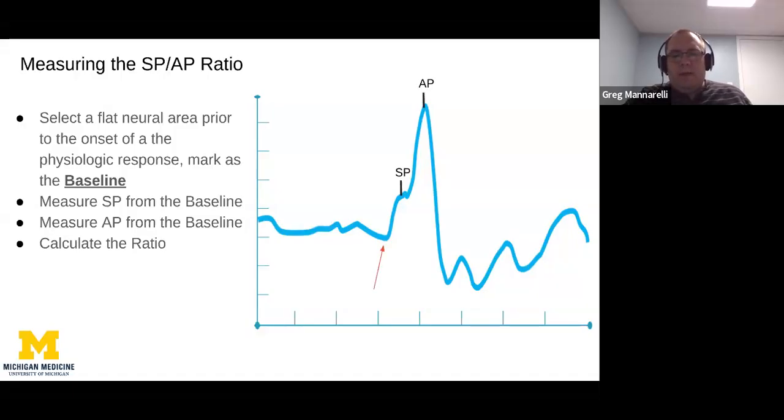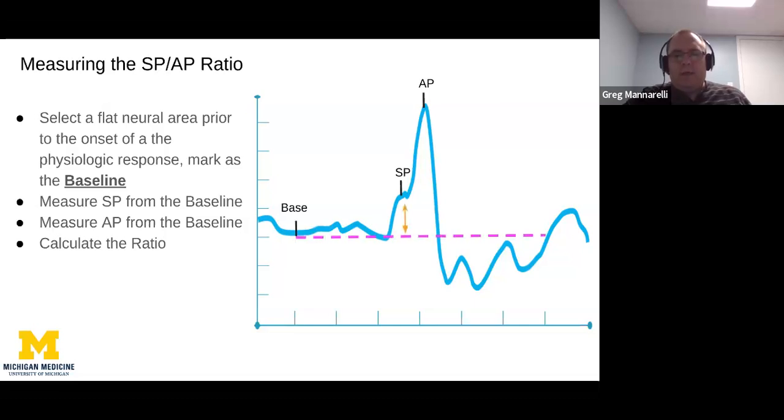You might be tempted to place your baseline here, but that negative dip in the waveform is actually a part of the response. And so you don't want to put it there, because we've learned that can throw off your SP and AP calculations a little bit. You want to put it at an earlier point, such as there. You mark that as your baseline, and that is the point from which you measure your summating potential amplitude and your action potential amplitude.